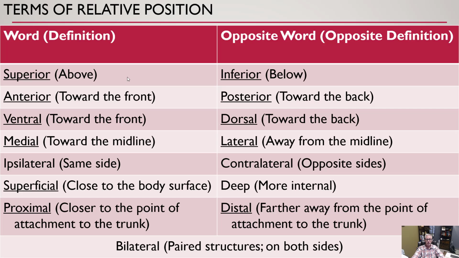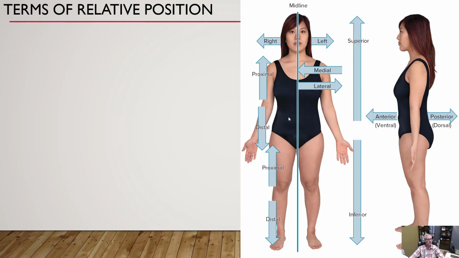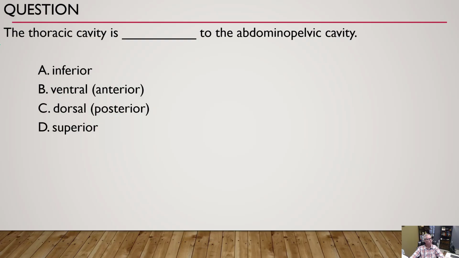Now, you will need to know these definitions in relationship to anatomical reference points, such as a bone or a region. We'll go over an example of that here in a second. Here's just a picture version of the definitions that we just went over. So, the thoracic cavity is blank to the abdominopelvic cavity.